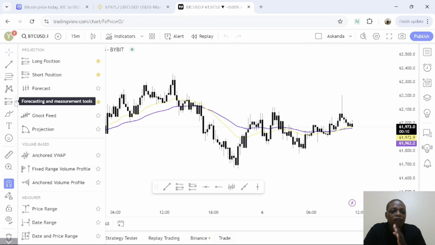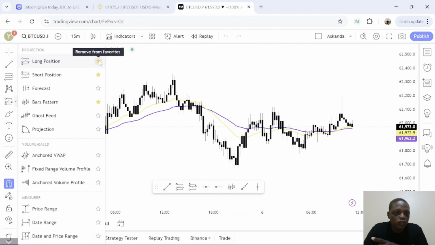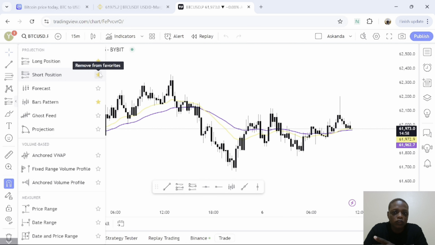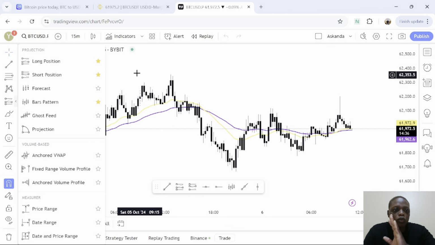Click on it. After clicking on it, there are only two items you are going to pin. Have you seen this star? Just click it on the long position, and this is for the short position. So you are going to ask yourself here, anytime the market is going up, you are going to be using the long position. Anytime the market is going down, you are going to be using the short position. So that's why we have long and short. We make money when the market is rising, and we also make money when the market is falling. When the market is consolidating, we don't trade.